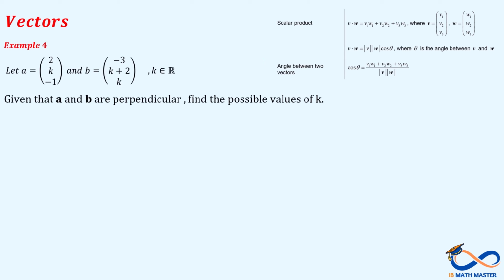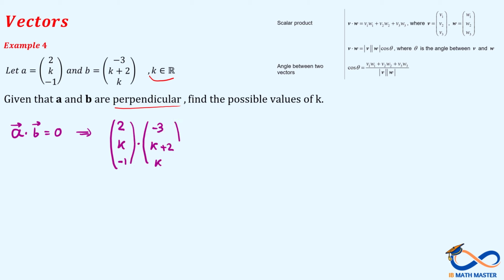Now let's move on to example 4. Here we have a real question from past papers. We're given two vectors A and B in terms of k, where k is a real number. And we're given that the two vectors are perpendicular, which means the angle between them will be 90. We need to find the possible values of k. As we said today, if two vectors are perpendicular, it means the scalar product between them must be 0, which means now the product between the two given vectors A and B must be 0.